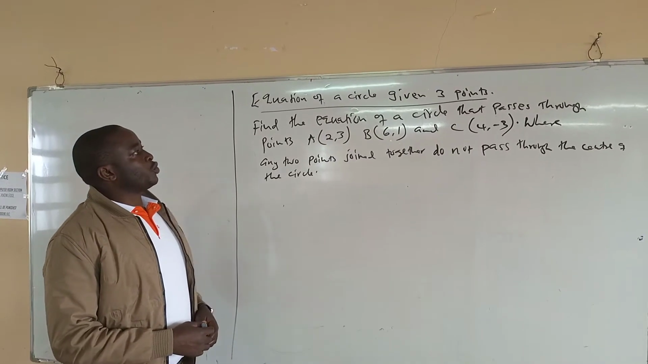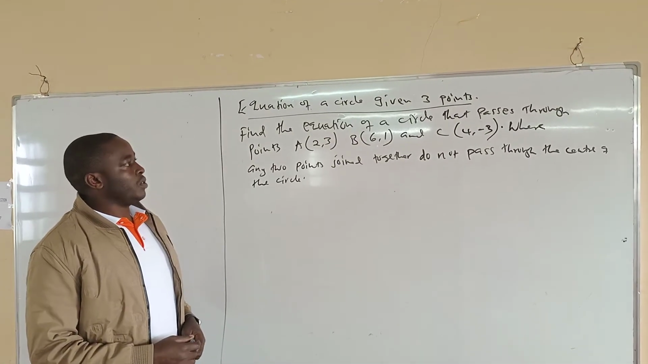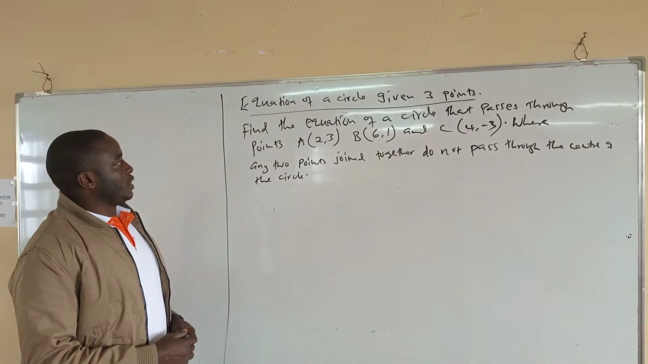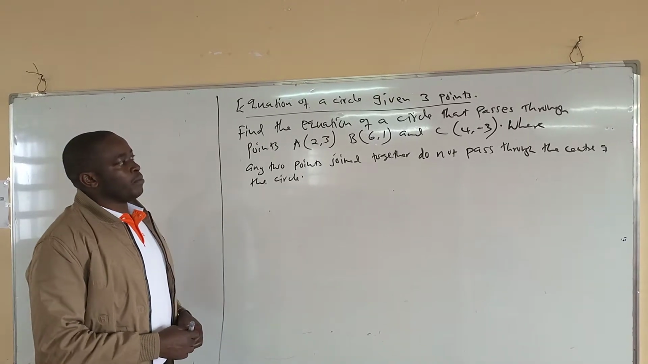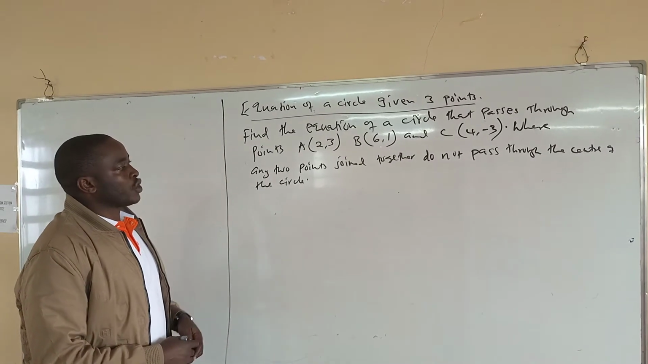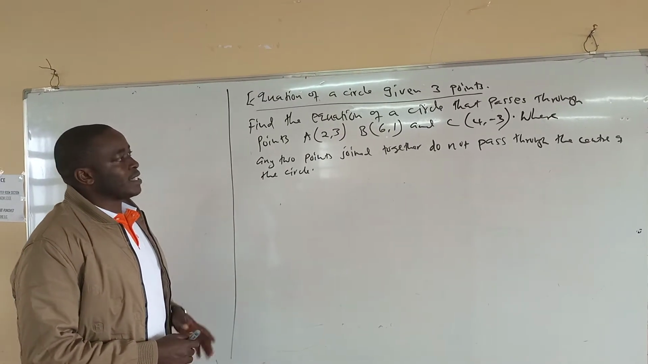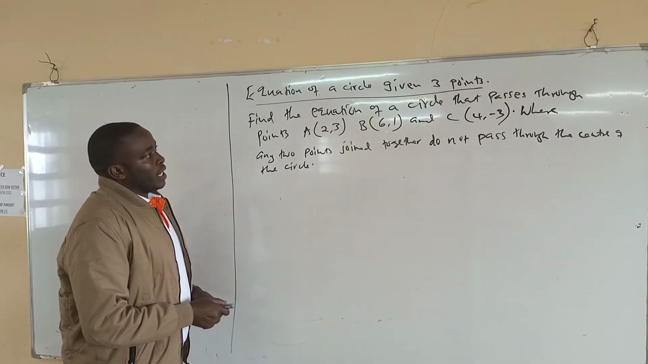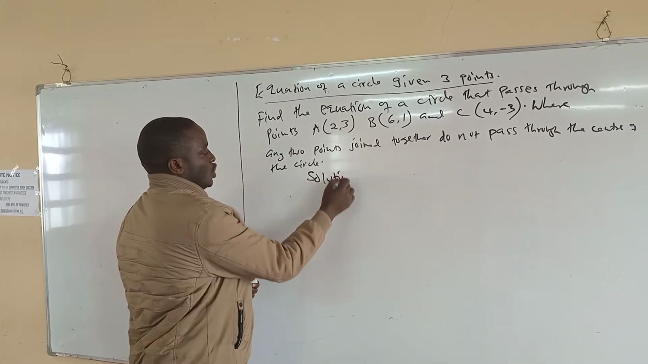Viewers, today I want to take you through a very tricky question on the equation of a circle, that is, when you are given 3 points. An example of a question is to find the equation of a circle that passes through points A(2, 3), B(6, 1), C(4, -3), where any 2 points joined together do not pass through the center of the circle. That means if you join any 2 points among these, we don't get the diameter of the circle. And therefore, in such a situation, first of all, you need to sketch the circle.